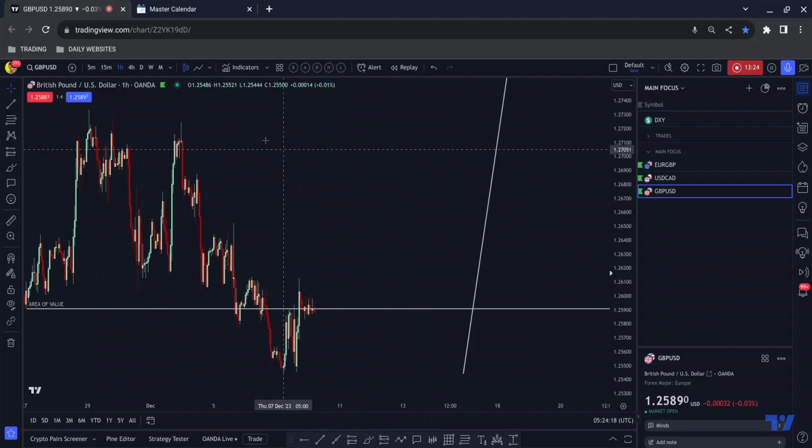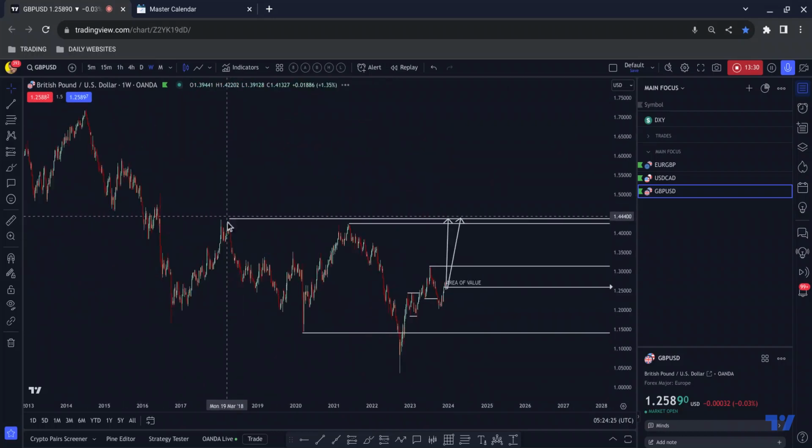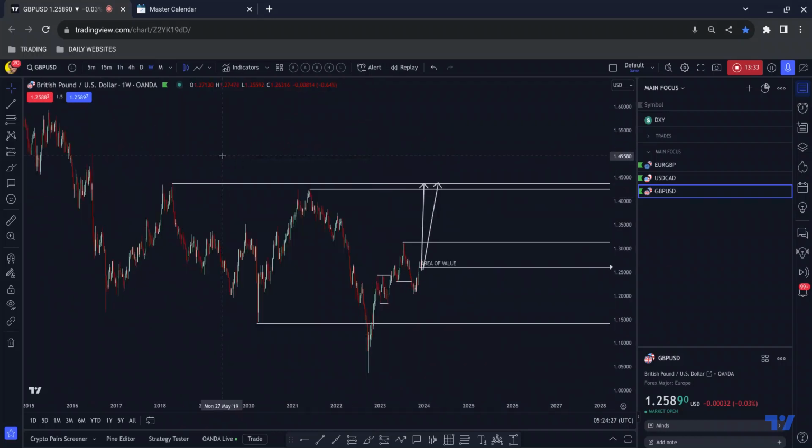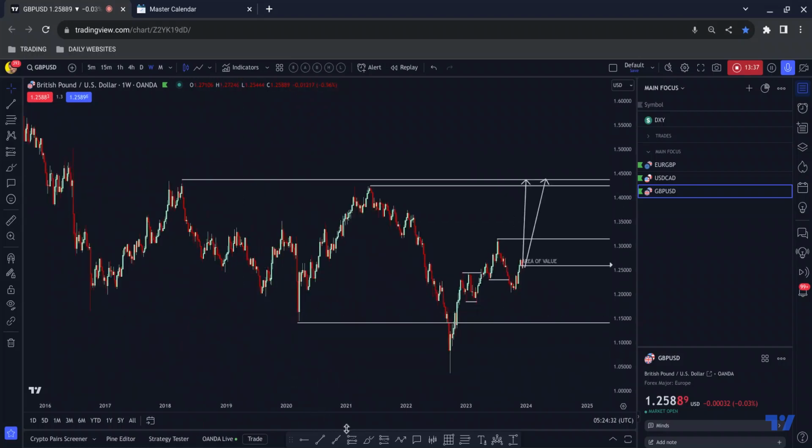So pound dollar, this is slightly lower down on the list. This is not my favorite, that's for sure. But if we just break it down, if you analyze the structure, even if something doesn't look that great, if you can make sense of what price is actually doing, you may still be able to get an entry.